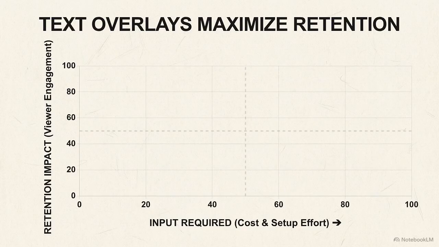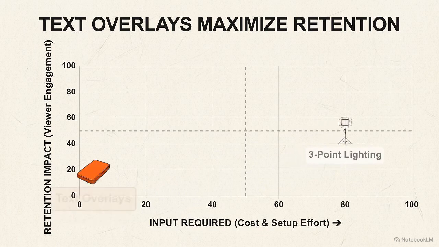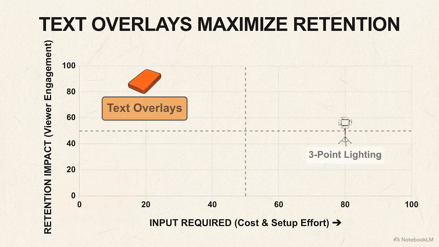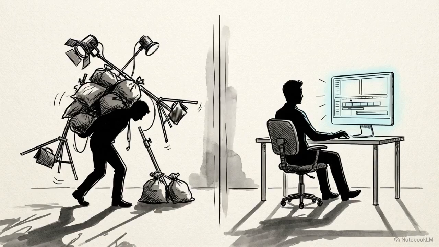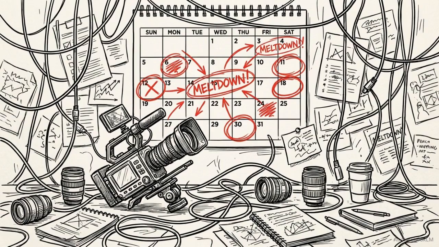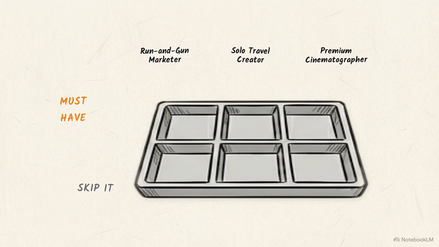Placing these on our matrix, three-point lighting moves toward high input, while text overlays land in the low input, high impact quadrant. Control always requires infrastructure. You have to decide whether to carry that burden on set with lighting gear or digitally during the edit. Using all these techniques at once will bankrupt your budget and destroy your production timeline. Your logistical reality dictates which techniques you should actually prioritize.